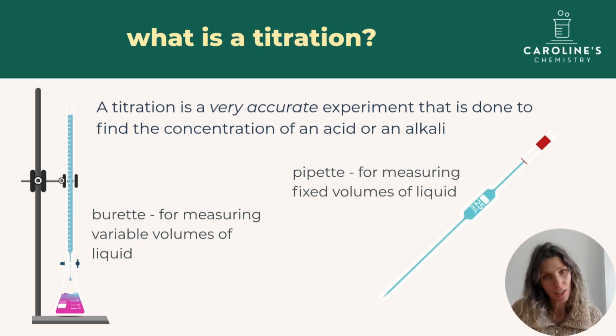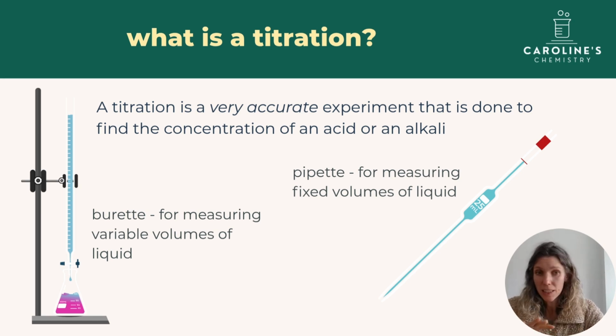So a titration in a nutshell is a really accurate experiment that is done to find out the concentration of an acid or an alkali. Notice the emphasis, it's really, really accurate. So a lot of the steps in the method that we're going to go through next actually come back to that bit. It's about making this as accurate as possible.